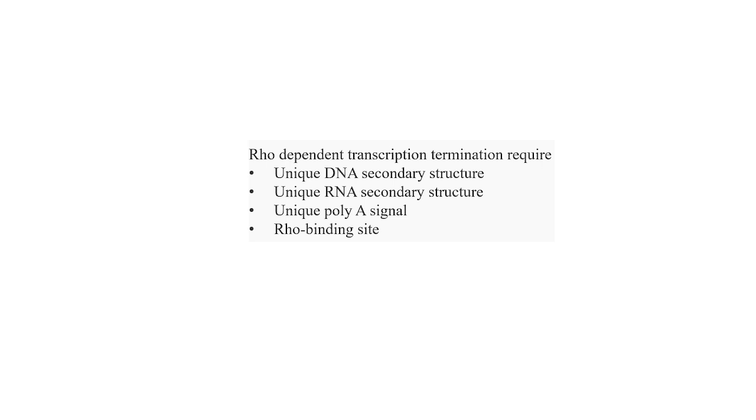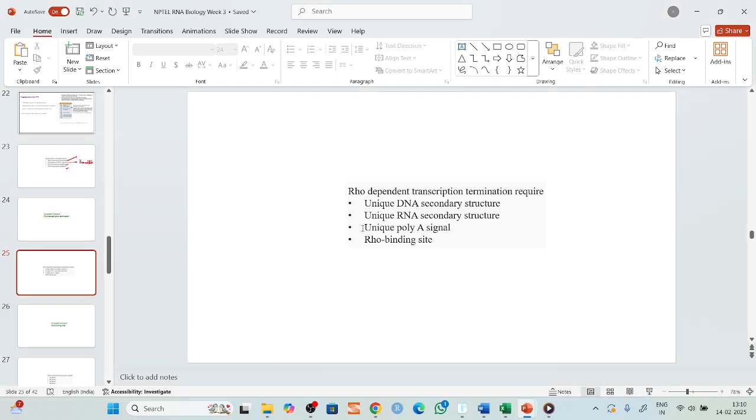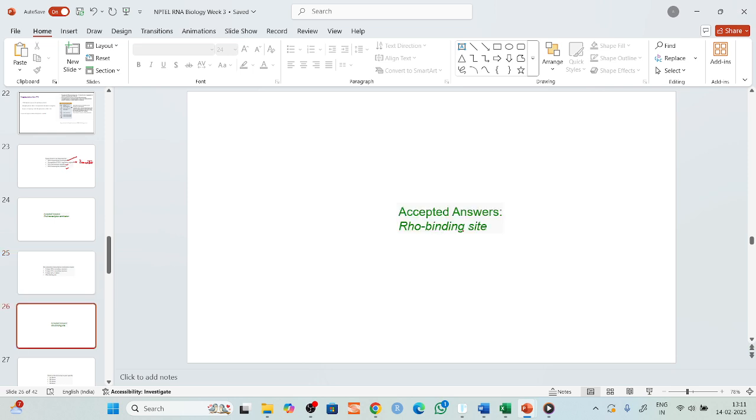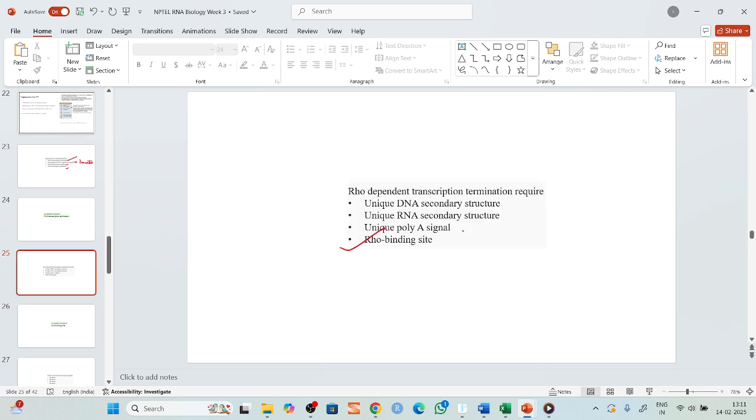Okay, now I'm switching the screen. So the question is, rho dependent transcription termination requires unique DNA secondary structure, unique RNA secondary structure, unique poly A signal, or rho binding site. So rho dependent means what? It requires the rho protein. Now the rho protein has to go and bind somewhere. And what is the place where rho protein binds? It is the rho utilization site, which is the RUT site. So the answer would be rho binding site. Okay, this is the correct answer.